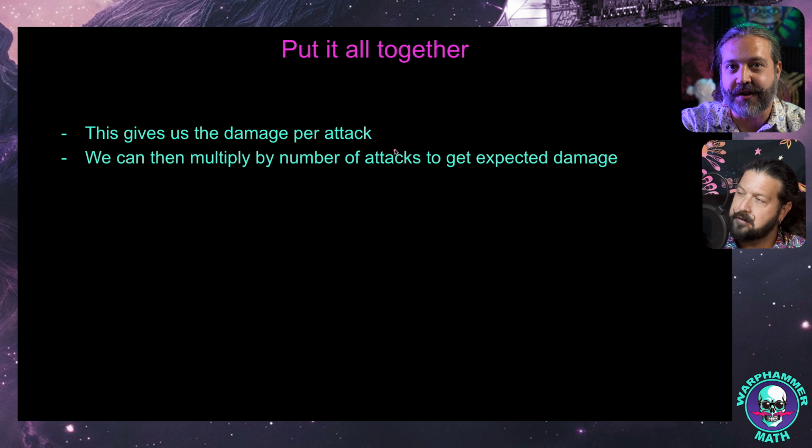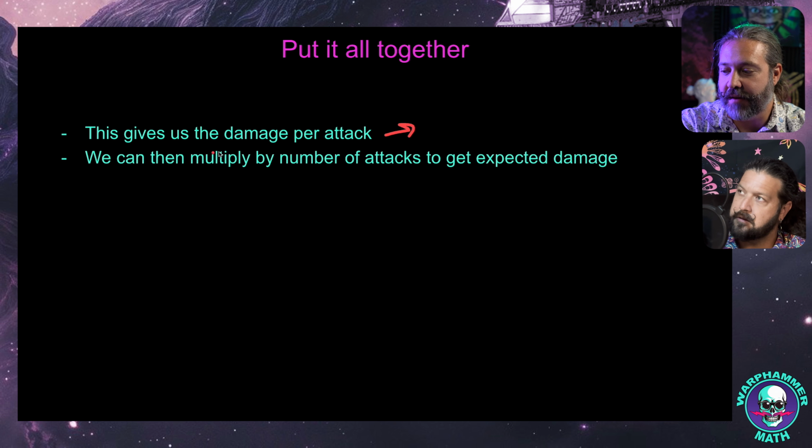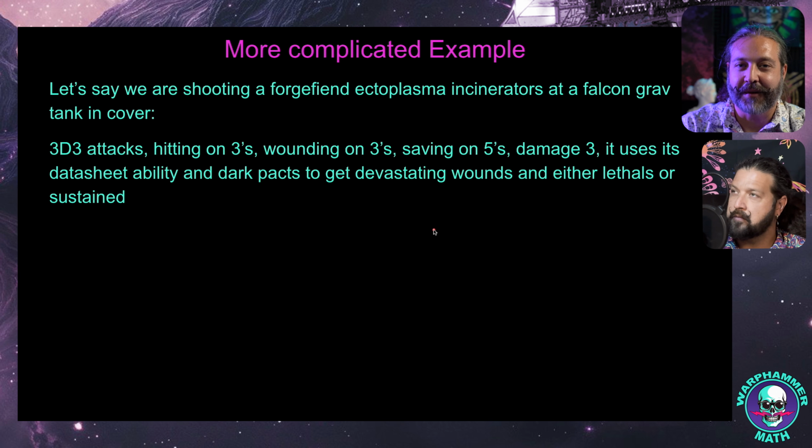If you calculate just the hit, wound, and save roll together, and multiply that by the damage and feel no pain, that gives you the amount of damage per attack. Then we're just going to multiply by the number of attacks to get the expected damage. So now I think it's more complicated example time.